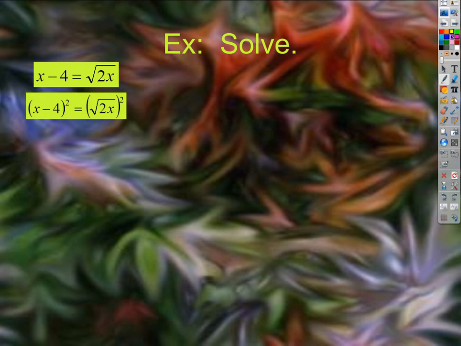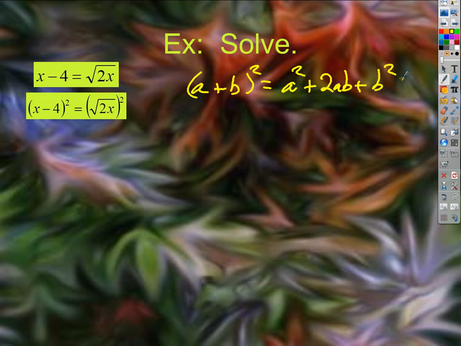When I square both sides, on the left side I'm getting the quantity x minus 4 squared. On the right side, I'm just getting 2x. But if I FOIL out x minus 4 squared, we have a pattern for this. Remember what the pattern is? If I have a plus b squared, what's my expansion pattern? You don't want to FOIL it out every time. Good, a squared plus 2ab plus b squared.